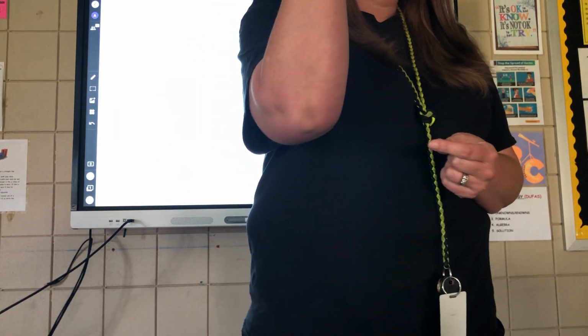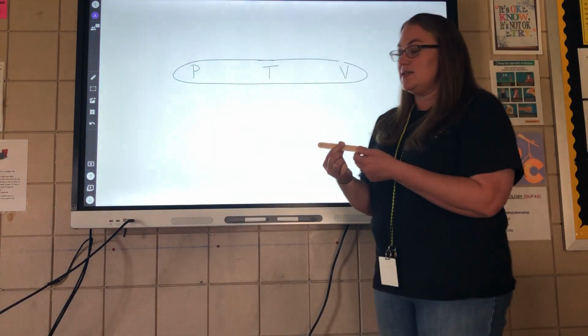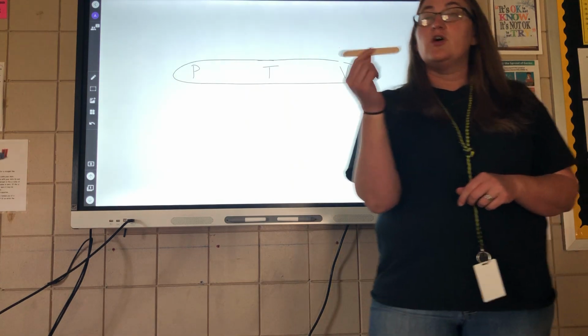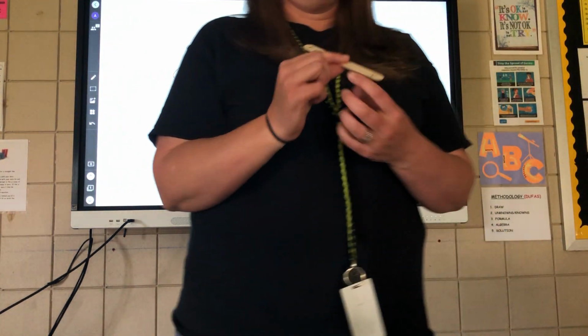Hold on to these popsicle sticks, okay? Hold on to those. That's an easy way to see is it inverse or direct. You cover up the one that's constant, meaning it doesn't change, and you see what the other two do, okay?